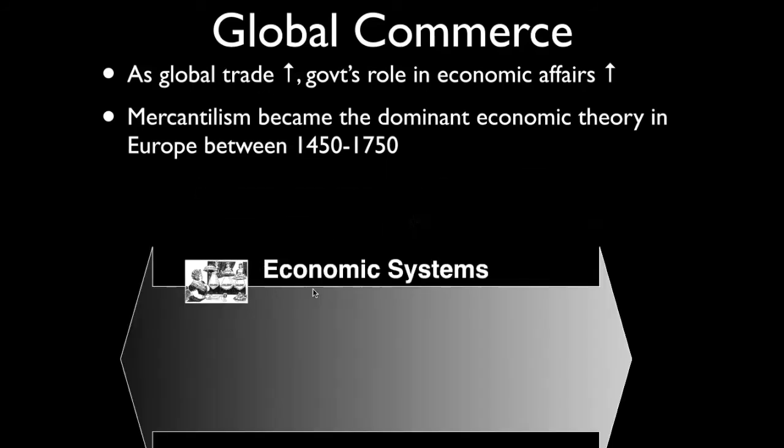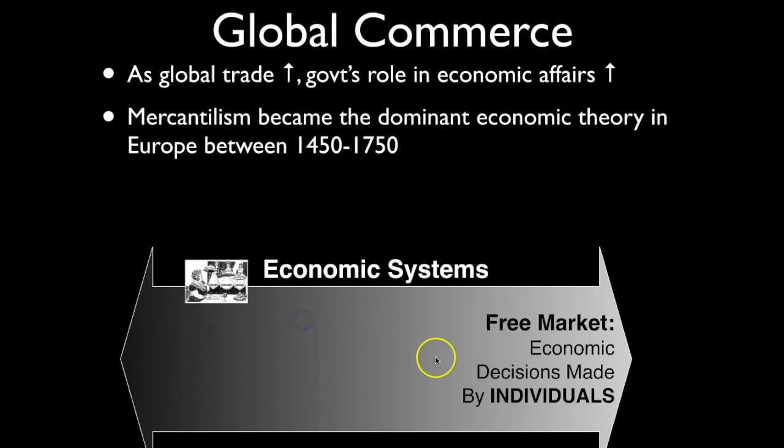One way to think about that is to put it on a spectrum, where on the one hand you could have the state playing as little a role as possible. We refer to that as free market economics. Later on, we'll talk about the economic theory of Adam Smith known as capitalism that suggested this is the role that government should be taking when it comes to those economic decisions.